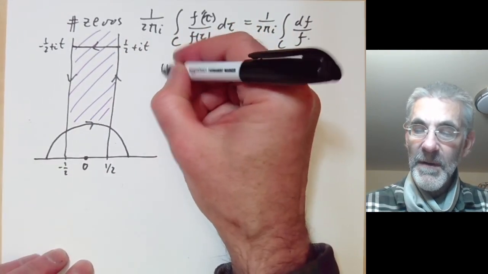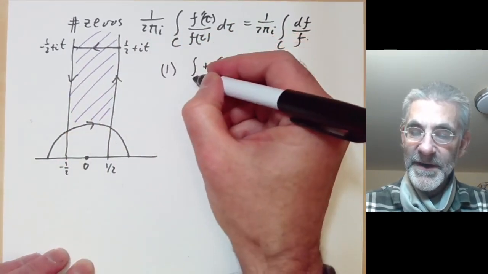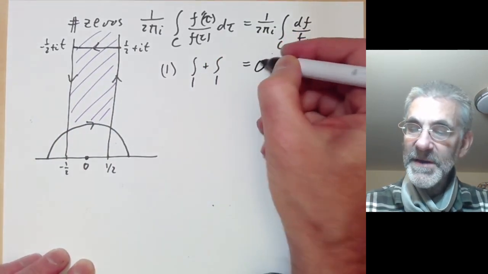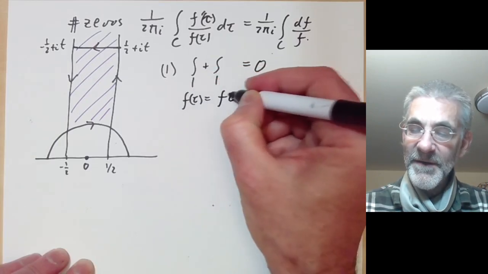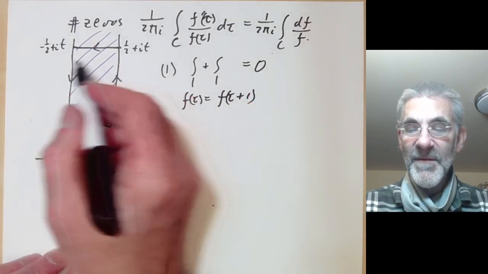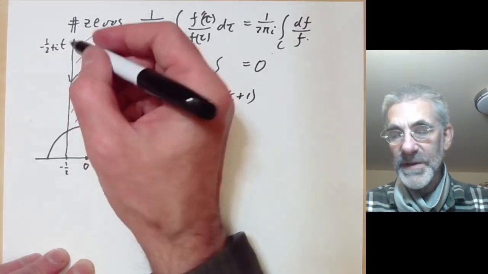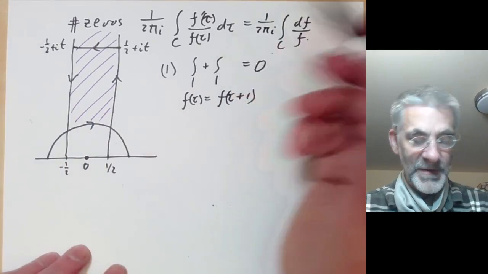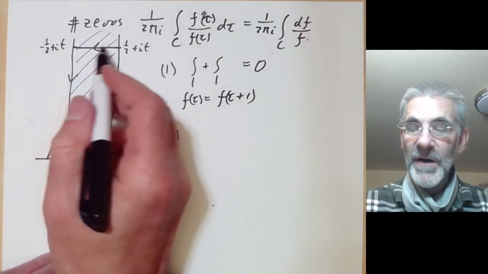First of all, let's work out the sum of the integrals over the vertical lines. Well, the sum of these is equal to 0, and this is because f of tau is equal to f of tau plus 1, because it's a modular form. So f has the same values on these 2 vertical lines, but in one of them we're integrating upwards and in the other we're integrating downwards, so the integrals just cancel out. So that's easy.